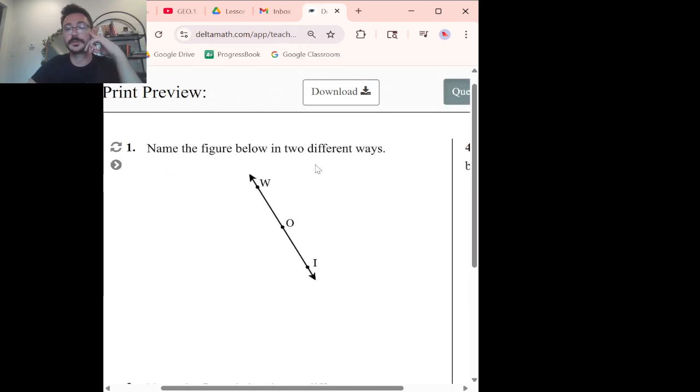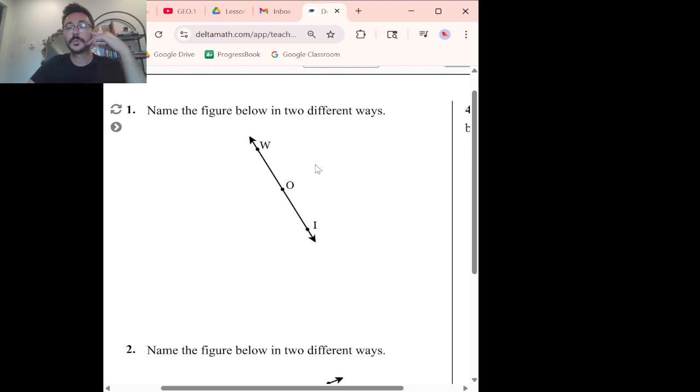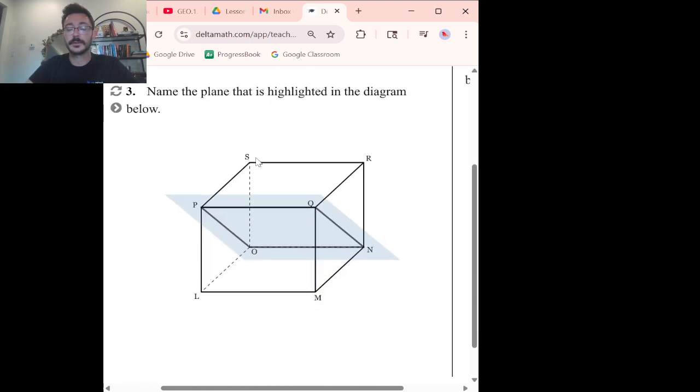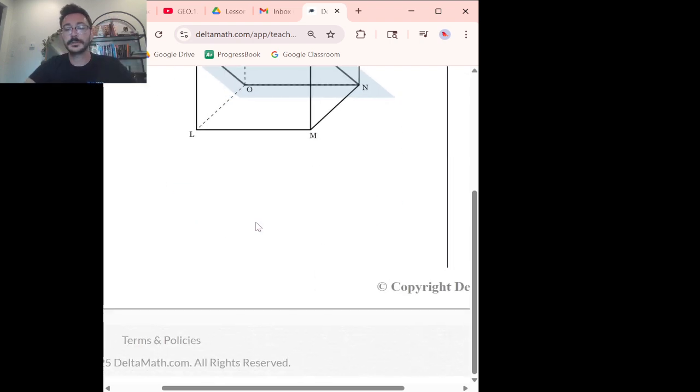Let's come over to Delta Math. So this is something I use a lot. We talked about naming conventions. There's multiple letters here, so for a line you just pick 2. Same thing. Naming planes, make sure you understand that it's the highlighted one. So that's this slanted surface. If you're thinking about it as a 3D box, it's going corner to corner. You need to use 3.